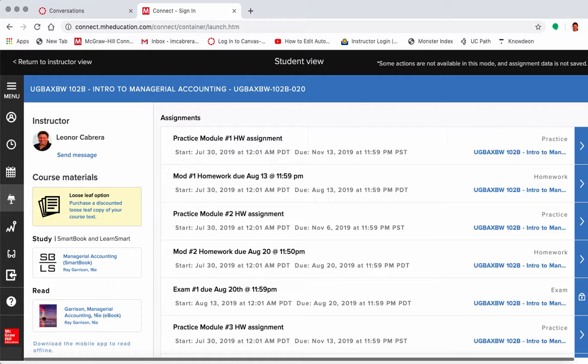So, this is what it should look like, or this is what it looks like according to the publishers when I try to look at the student view. So, here's the practice module. All your practice modules are open until November 13th, which is the last day that you can take your final exam. Here's your homework. It's due August 13th, which is tomorrow at 11:59. All your homework will be due on a Tuesday at 11:59 p.m.